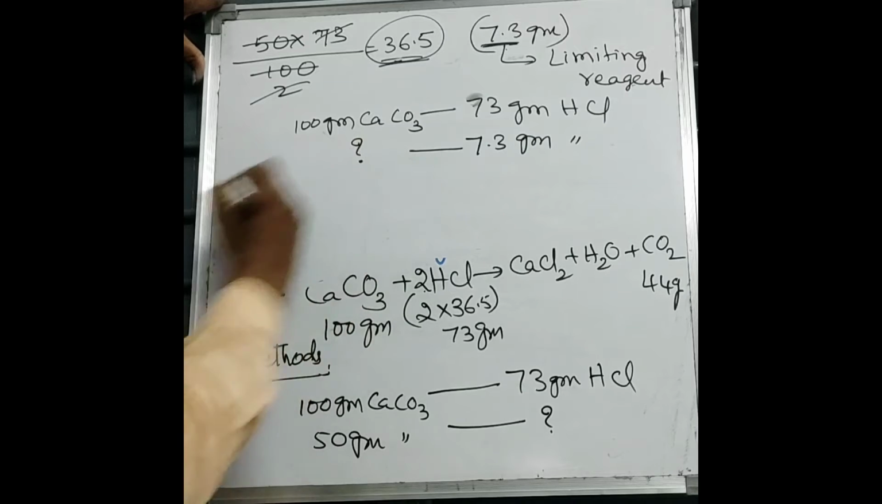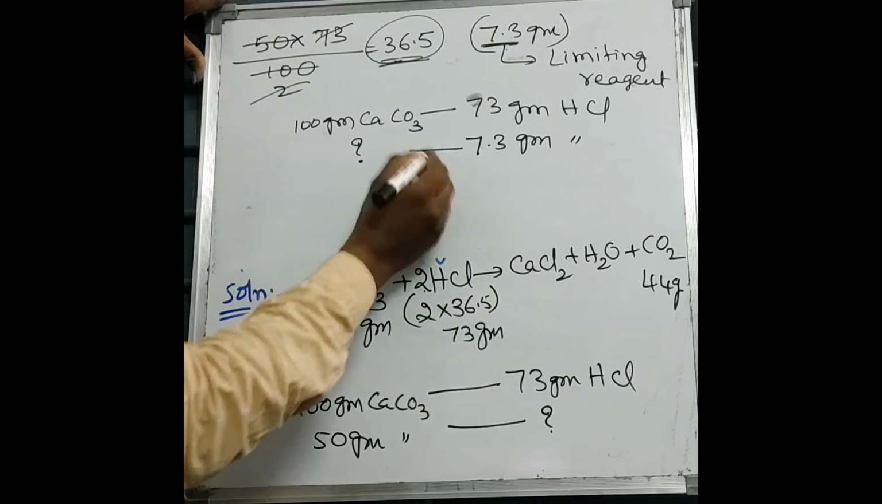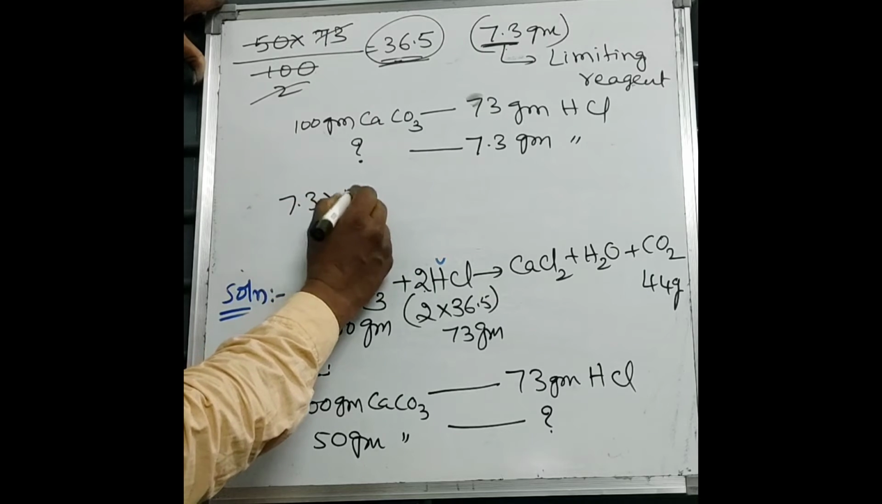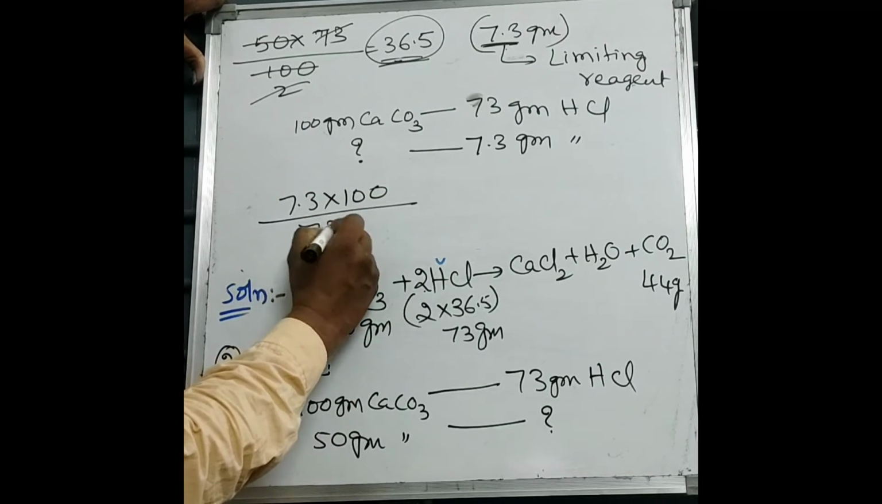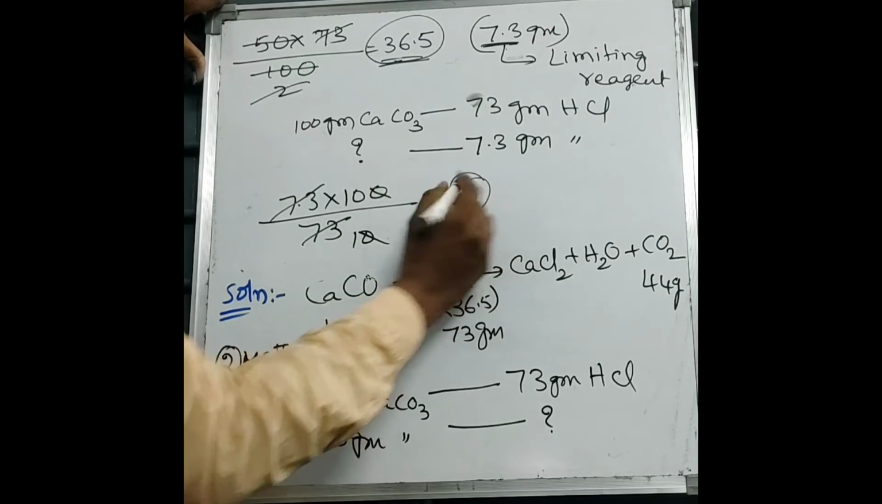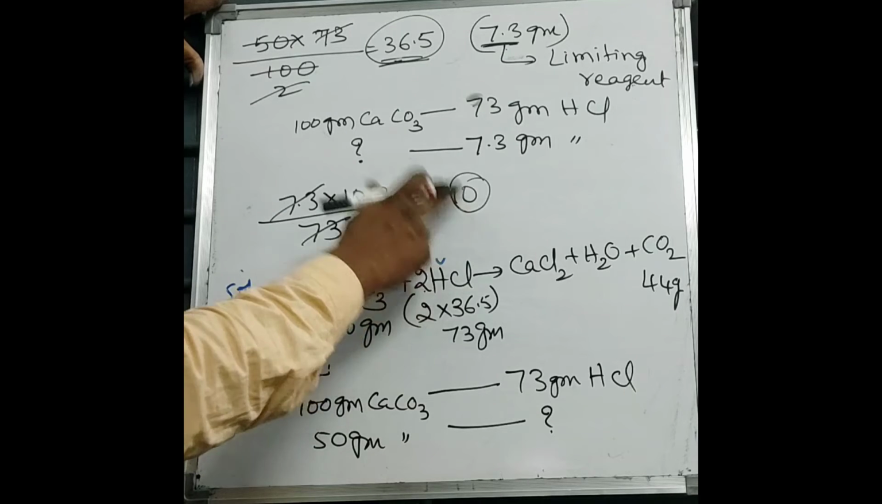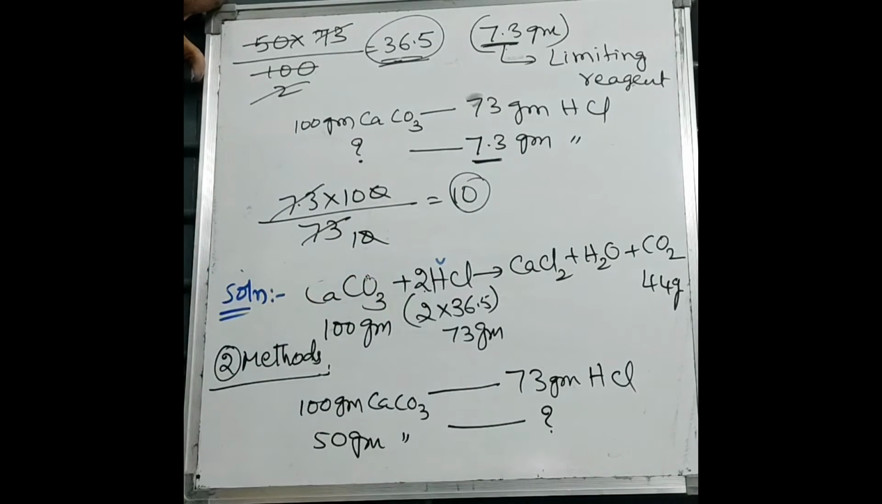It requires how many grams of calcium carbonate? When you do cross multiplication, 7.3 into 100 divided by 73, the answer is 10. 10 grams of calcium carbonate is enough to react with 7.3 grams of HCl.